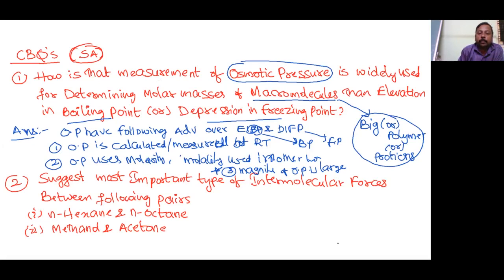Okay, these are the 3 points. If you elaborate, then for a short answer of 2 marks you need to write only 2 points, but once you write 3 points, you will definitely get the highest marks possible. Okay. Then next, suggest the most important type of intermolecular forces between the following pairs.